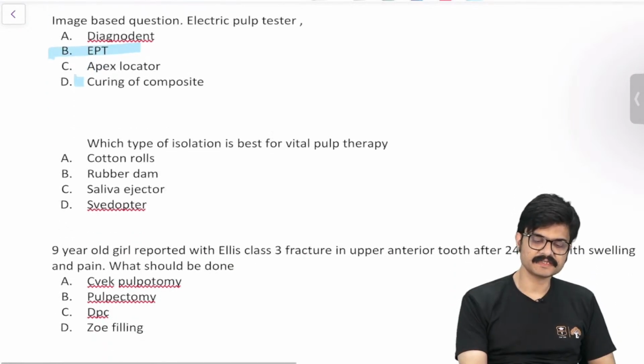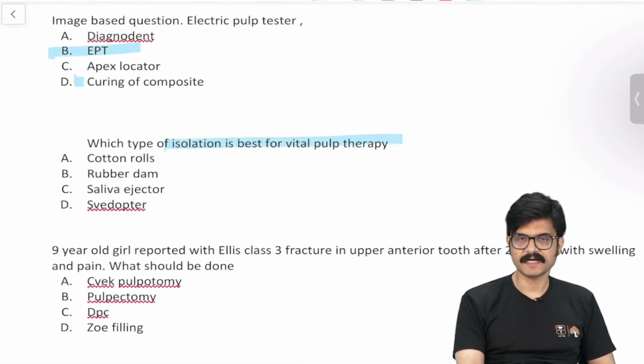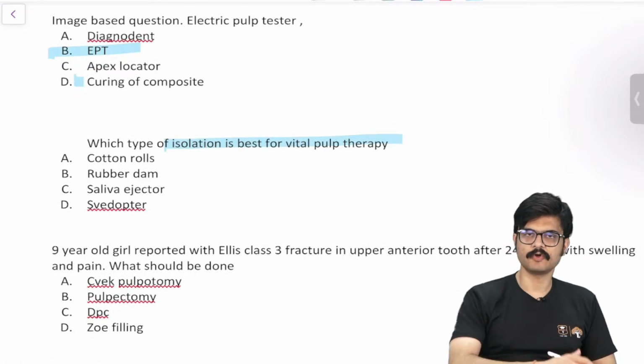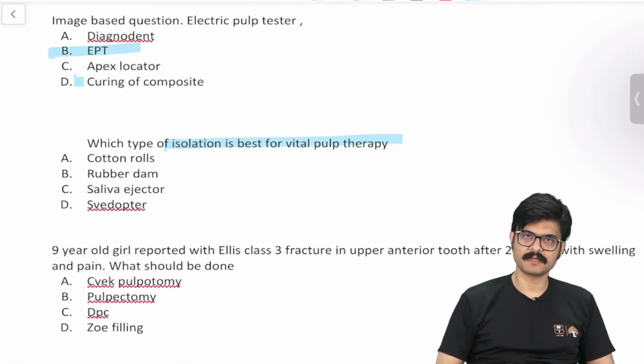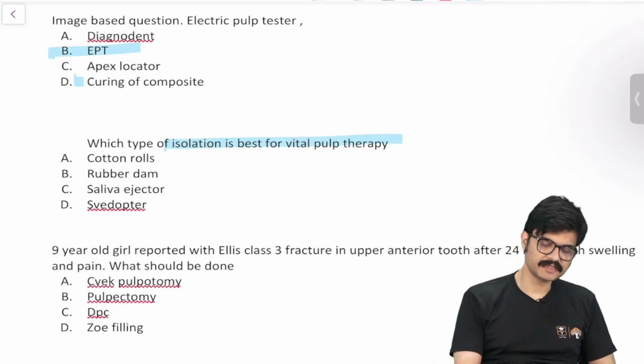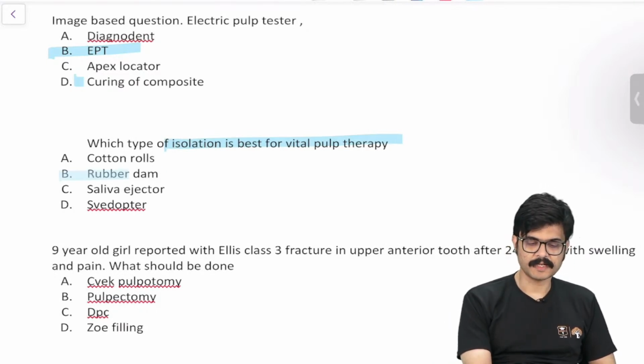Which type of isolation is best for vital pulp therapy? Forget about anything else. Vital pulp therapy, whether endo, whether class 1 restoration, whether amalgam, whether composite, whether direct filling gold, the best type of isolation, no doubt, is your rubber dam.